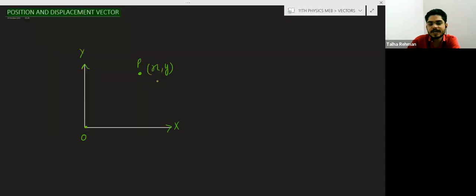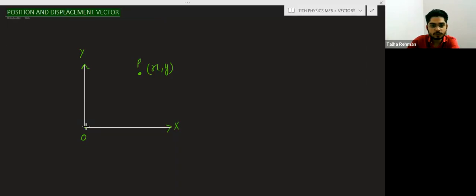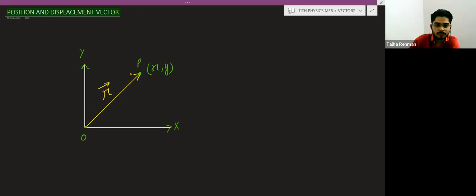So for the position vector, this is the position we have. Now we will make the vector of this. You draw a line like this from the origin to this point P, and this is the position vector of point P. This position vector is represented by the R vector. The R vector is the position vector of point P.